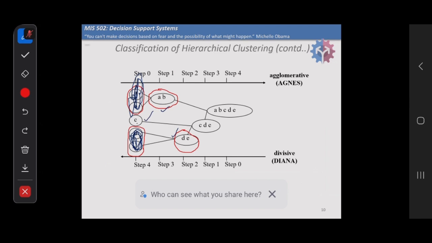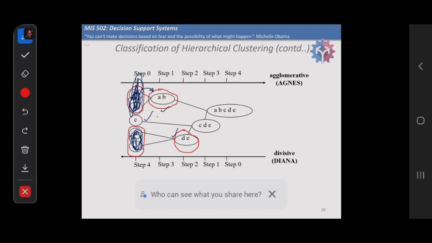Why C? Because AB has already merged, but AB is the latest one. That's why you're keeping it. We removed A and B because we already merged them into AB. Then D and E, we merged them into DE. But did we merge C yet? No. That's why we are keeping it.